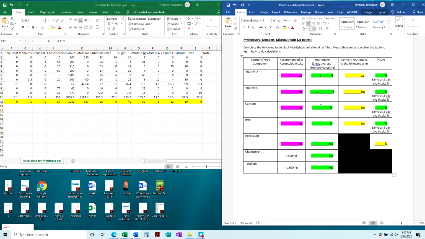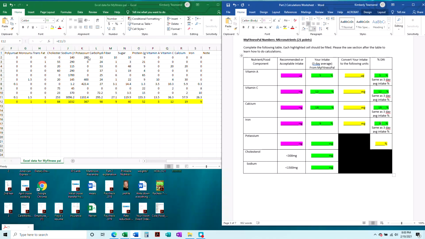For calcium, it's 19. For iron, it was 9%. Now you're going to duplicate these numbers across. So 5%, 12%, 19%, and 9%. Now we're going to fill in the rest of these numbers right here.